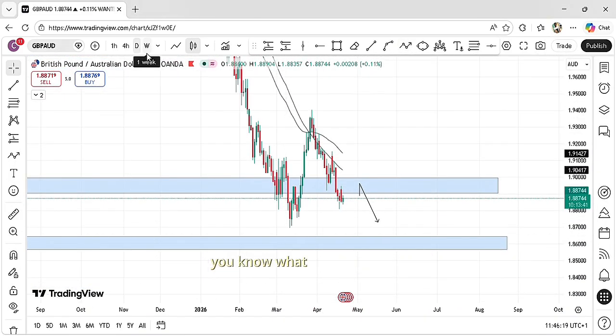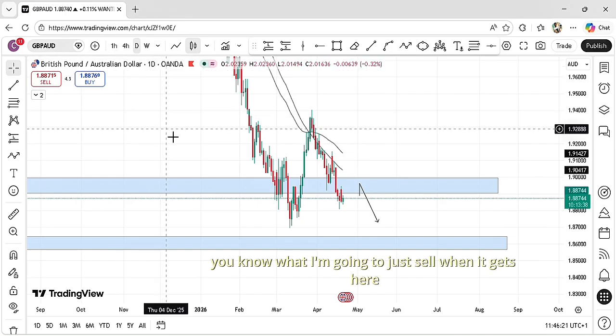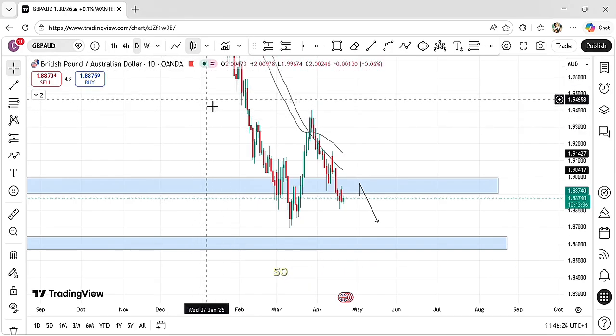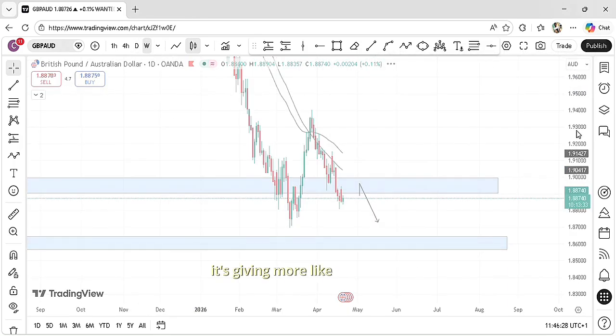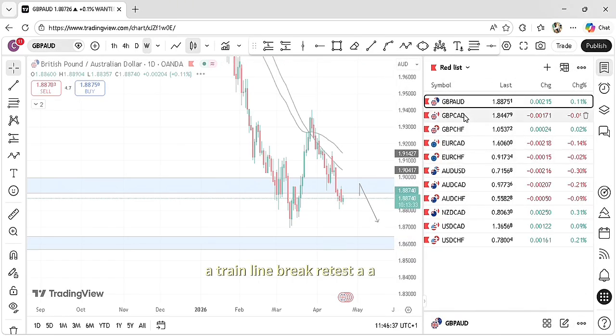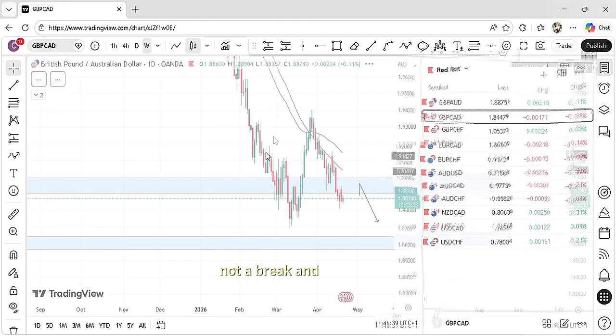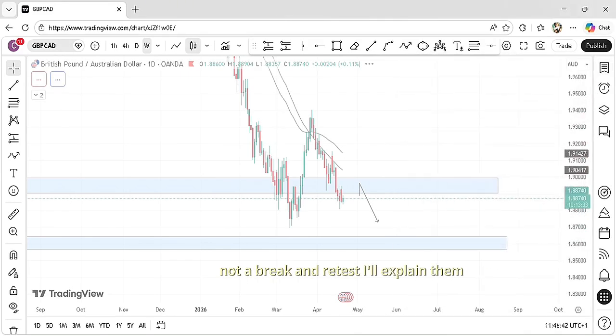So I was like, you know what, I'm going to just sell when it gets here. So that's what I'm looking for, although it's giving more of a trend line break retest, a key level break retest, not a plain break and retest. I'll explain them in a bit. So that's one for GBP AUD.